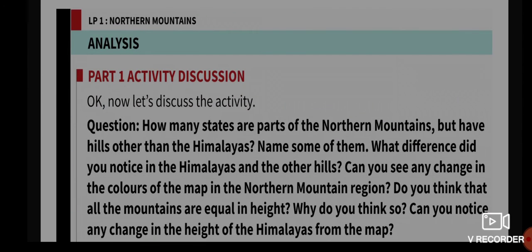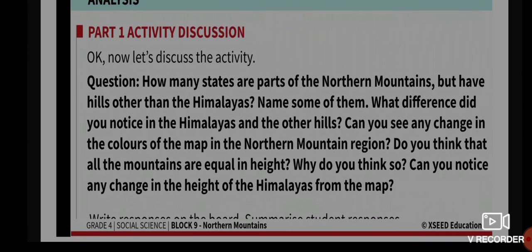Now let's get into the discussion, the activity discussion portion. So here is a question for you. How many states are part of the northern mountains but have hills other than the Himalayas, and name some of them. What difference did you notice in the Himalayas and the other hills? Can you see any changes in the colors of the map in the northern mountain region?